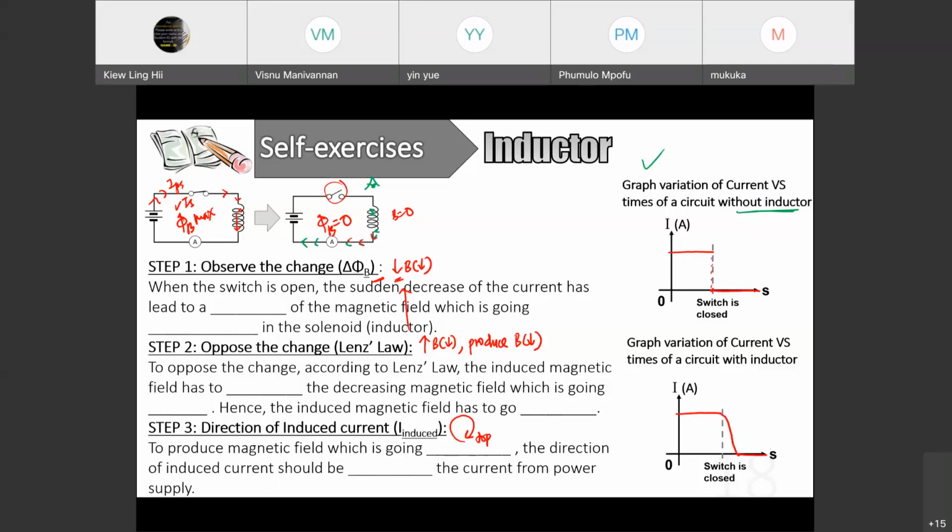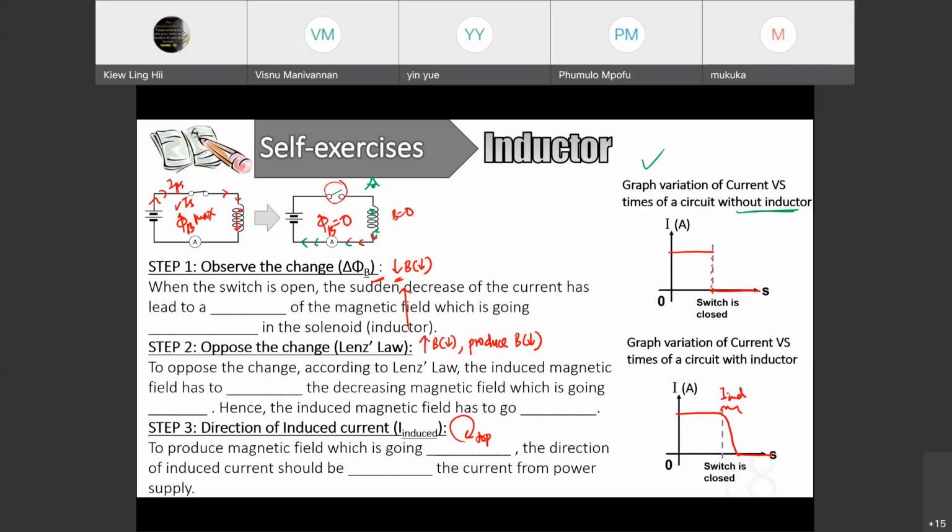Okay, so this part is due to the induced current. That also explains why, when there is an electricity cut-off, the light will turn off first before your monitor screen. It will take some time before it is totally shut down or totally off. Why? Because of this inductor.